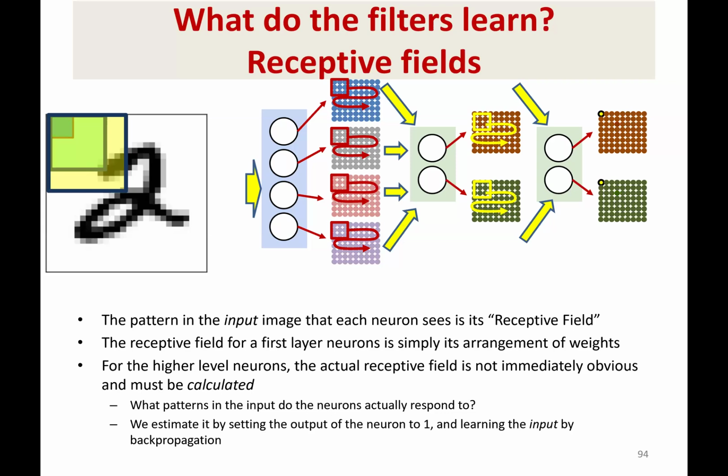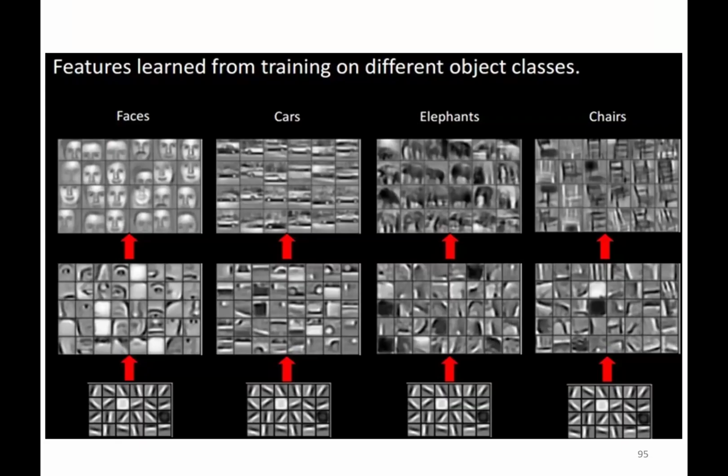For any given input, to determine which pattern in the input any neuron responded to, you would have to perturb the input and see if this perturbs the output. And based on the derivatives, you must determine the pattern that it responded to, so the receptive field for the higher level neurons must be obtained through backpropagation.